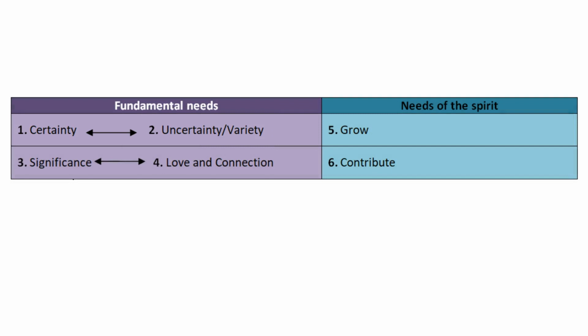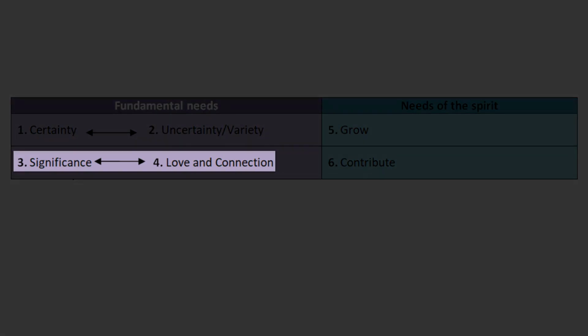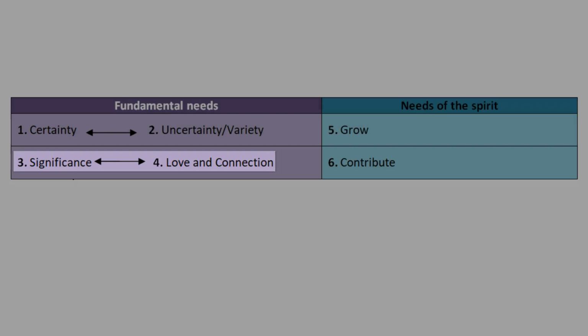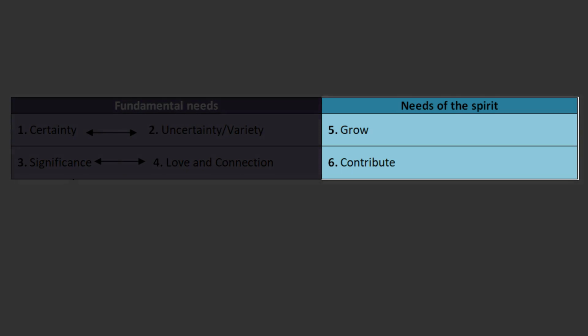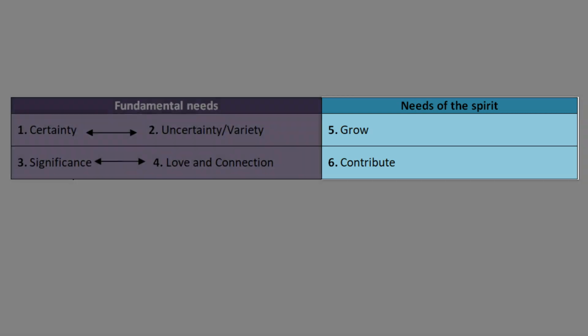So as I've gone through before, if you're too certain, you'll end up craving uncertainty, and vice versa. If you have too much uncertainty, you will crave more certainty. And the same with significance, love and connection. So it's about trying to find a balancing act between the 2 corresponding needs. And even though we'll always find a way of meeting these first 4 fundamental needs, without meeting our last 2 needs, which are the needs of the spirit, we won't have a life that's truly full of joy and that's fundamentally fulfilling, which are growth and contribution.